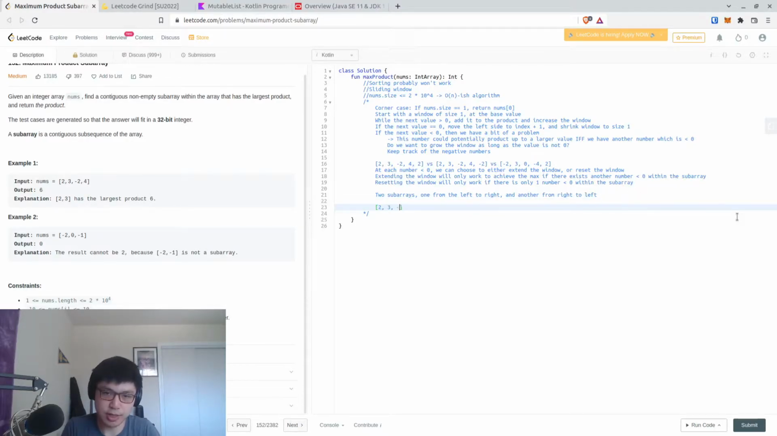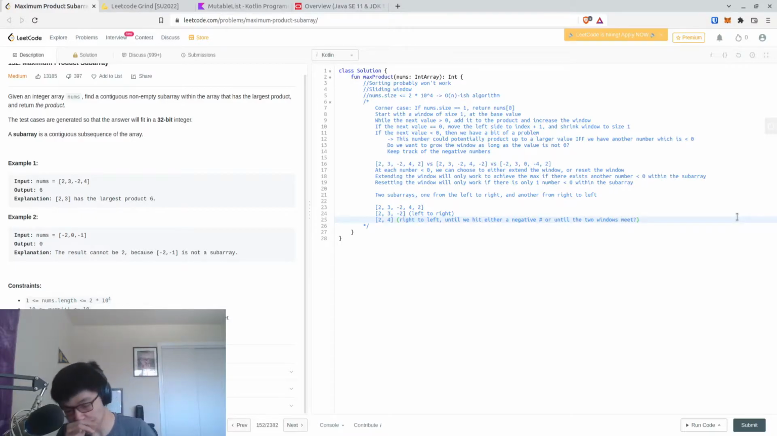So for example, 2, 3, negative 2, 4, 2. We'll do 2, then 3. Then we hit negative 2. Then on the left side, we hit 2, then 4. Left to right, right to left, until we hit either a negative number or until the 2 windows meet. Right? And then all the while, they're just calculating the largest product.